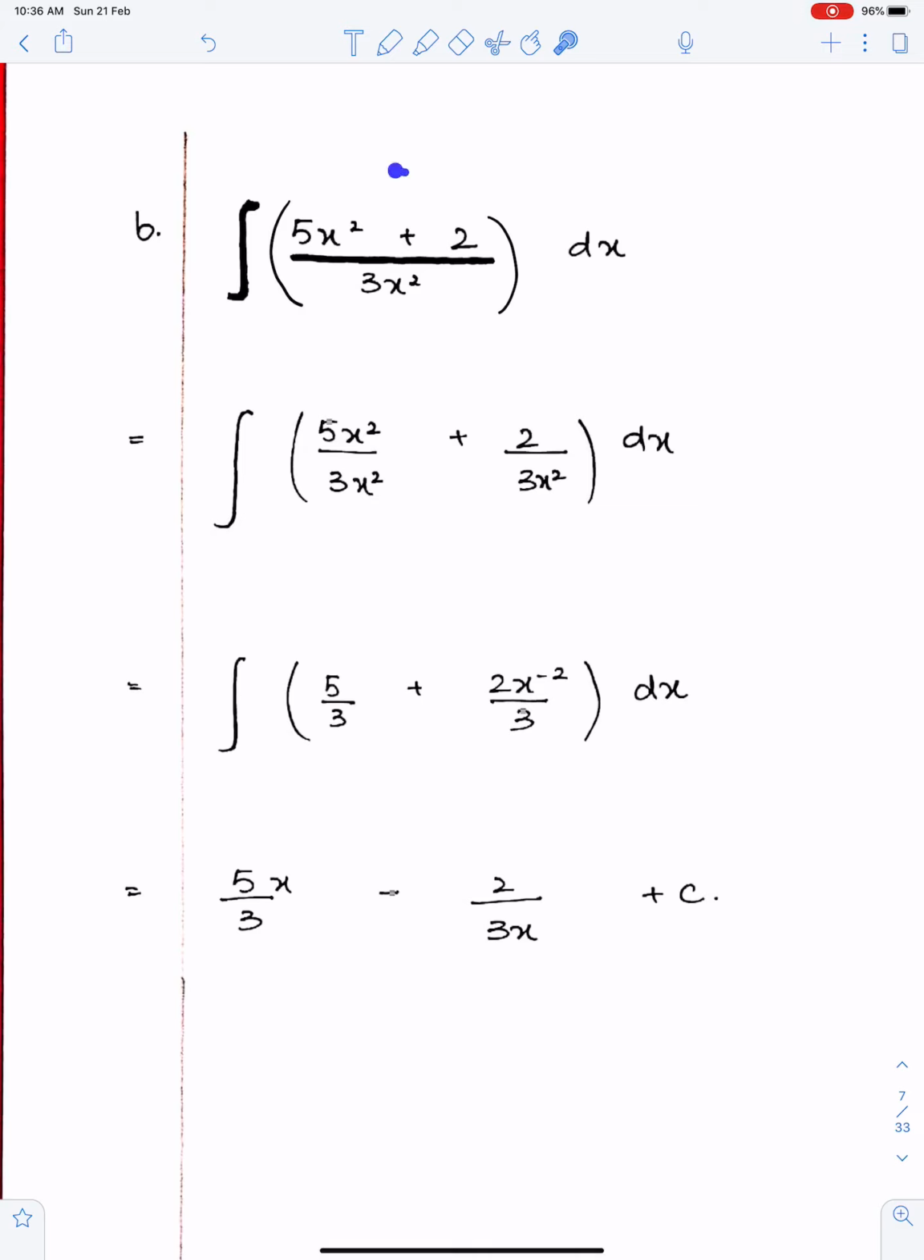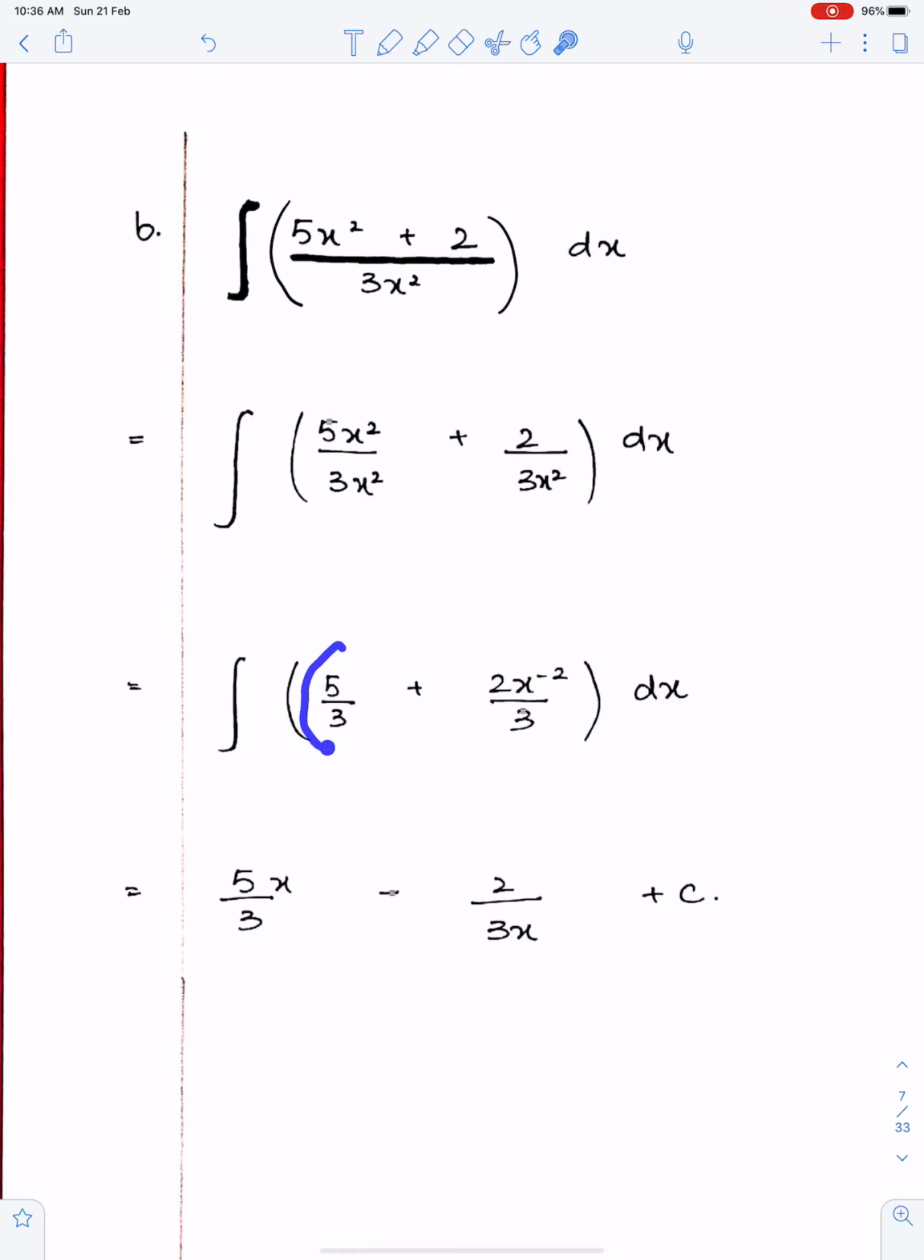Well, here you need to break the LCM. When you break the LCM, you will get 5x square upon 3x square and 2 upon 3x square. Make sure you use a bracket for 2 or more terms. Always use a bracket when you have 2 or more terms, because this sign of integral is for both the terms and this dx is multiplying with both the terms. So the bracket is compulsory. This is the simplified form of this term and this is the simplified form of this term.